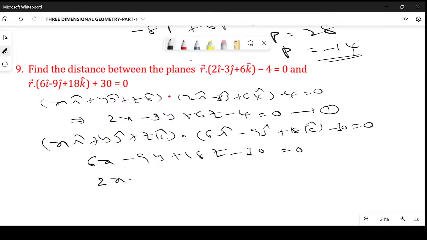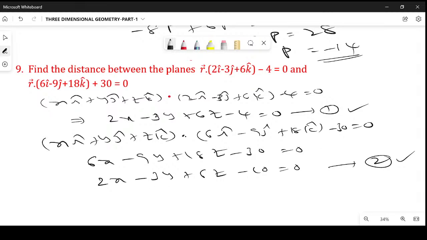Then divide with the 2x, 3y, 6z minus 10 equal to 0. Equation 2. You can see both planes have the same direction ratios. Both are parallel planes. Since the planes are parallel, we know how to find the distance between them.